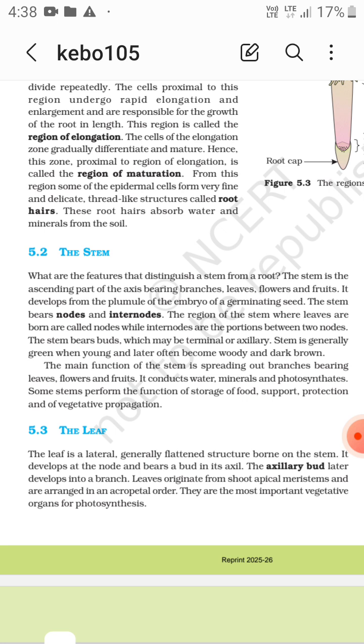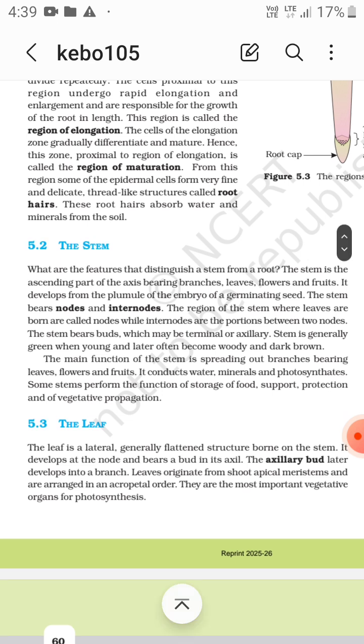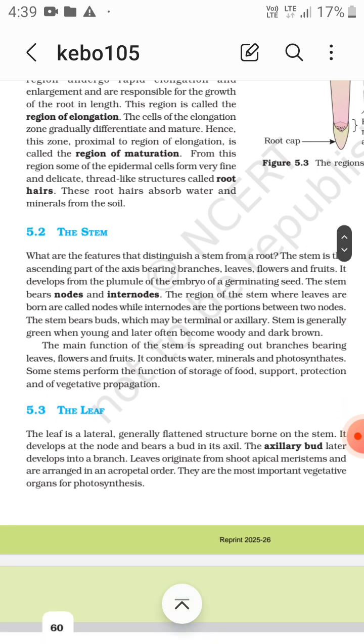While the internodes are the portions between two nodes. So in internode there is no formation of leaves. Okay, the stem bears buds which may be terminal or axillary. Stem is generally green when young, later often becomes woody and dark brown.